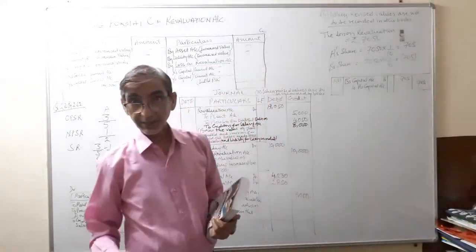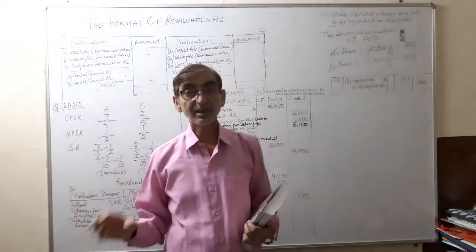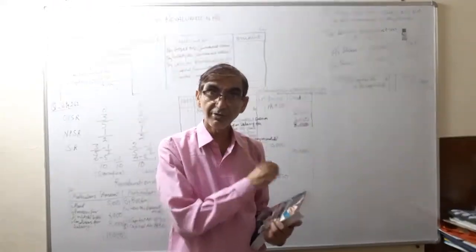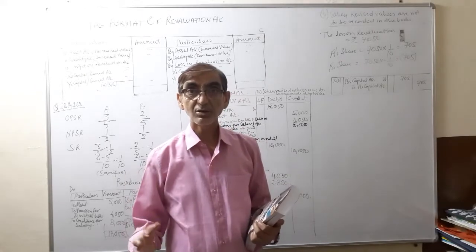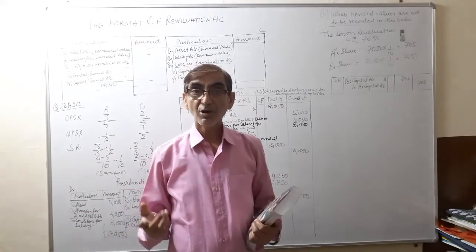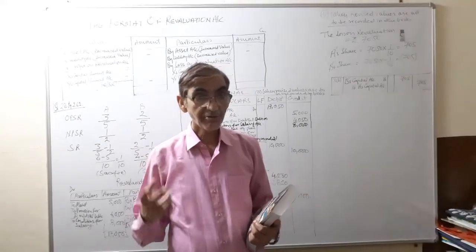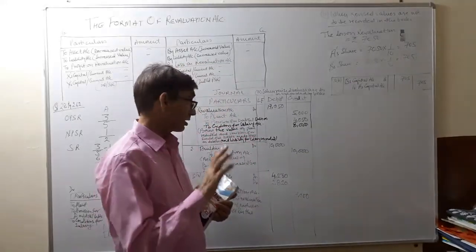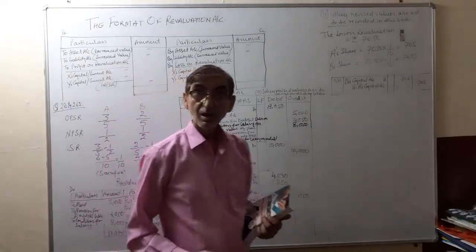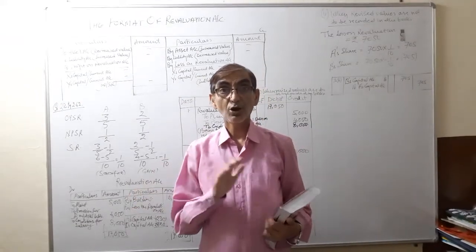This account is prepared at the time of change in profit sharing ratio among the partners, at the time of admission of a new partner to the existing partnership firm, at the time of retirement of an existing partner in the existing firm, at the time of death of a partner in the existing firm. So, in these four cases, this account is prepared. And these four cases are there in your course.